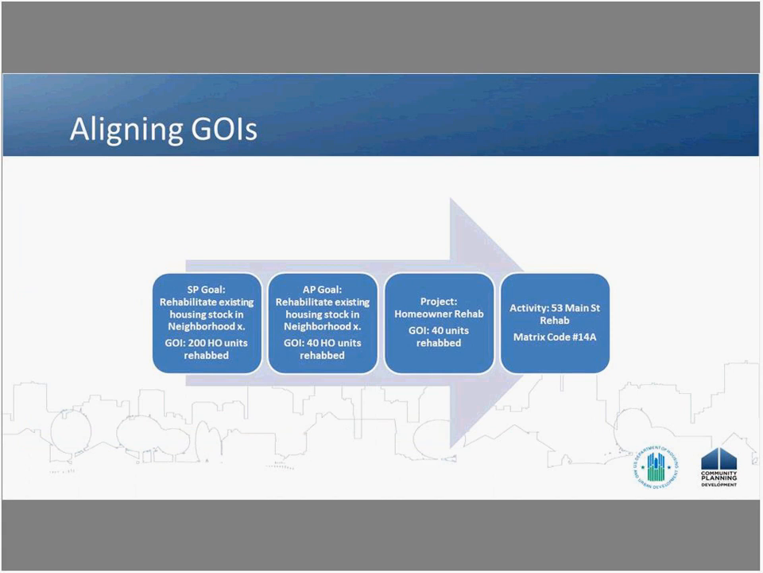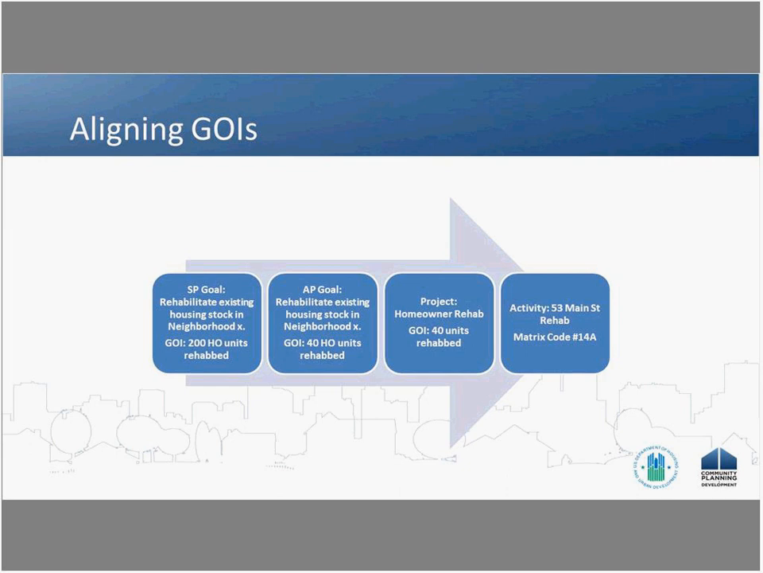Just an example of kind of what this could look like. Say we have a strategic goal to rehabilitate existing housing stock in a neighborhood. For the income indicator selected, we're seeing 200 homeowner units to be rehabbed.